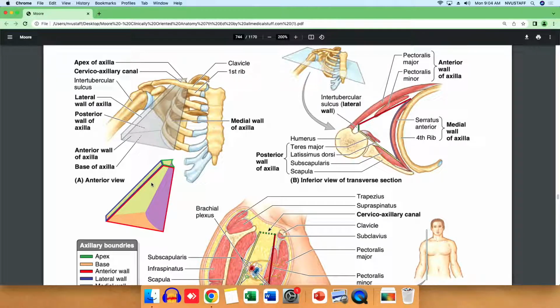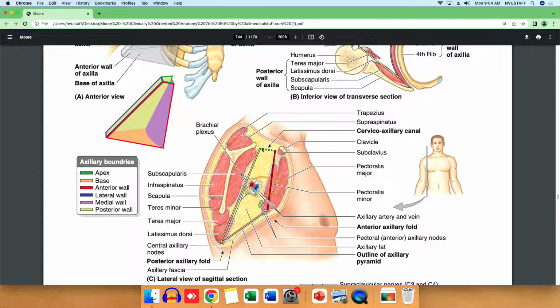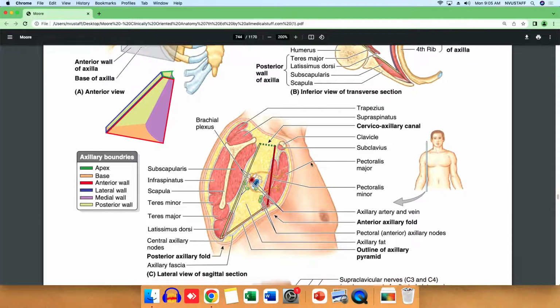So in case of the apex and the base, it's more or less clear and very well seen from this picture. Again, the part of the cervicoaxillary canal, and in the case of the base, you can find here that mainly the base will be represented by the cutaneous tissue, so the skin, as well as the subcutaneous connective tissue layers. It will be the parts of the deep fascia as well as the superficial fascia. In case of the walls, it is a bit different.